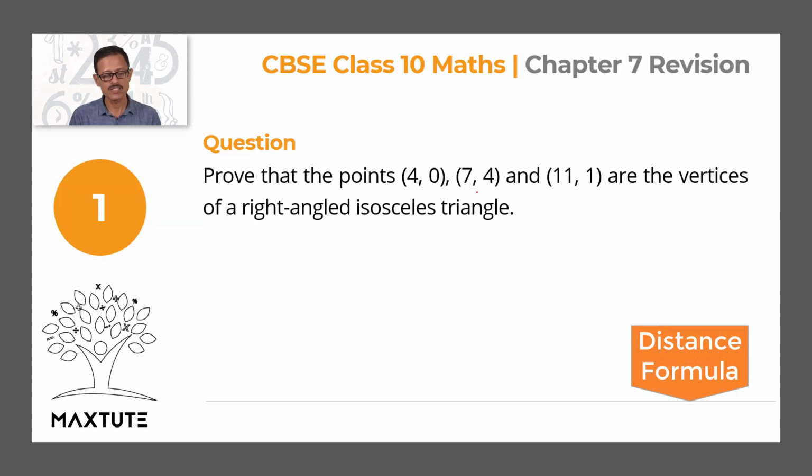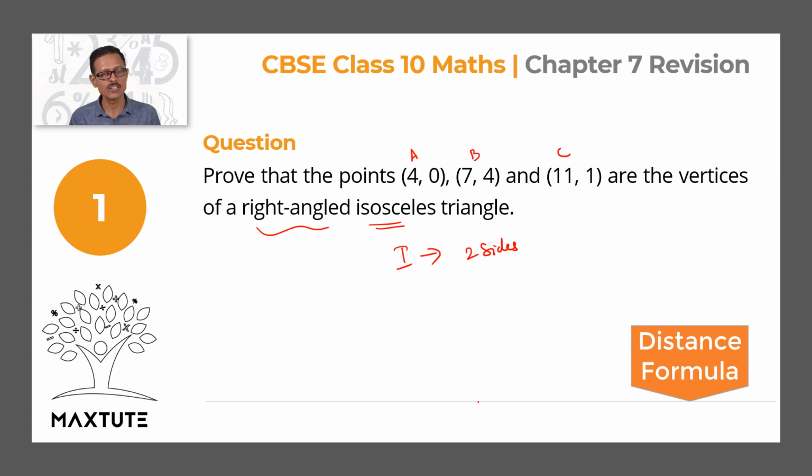Prove that the points 4, 0, 7, 4 and 11, 1 are the vertices of a right-angled isosceles triangle. We'll have to prove that by joining these 3 points, we're going to get a right isosceles triangle. Let's start with the isosceles. What's an isosceles triangle? An isosceles triangle is one in which 2 sides are equal. So we're going to find out, let's say the vertices are A, B and C, the lengths of the 3 sides of the triangle, AB, BC, CA, using the distance formula. And if we find that 2 of those sides are equal, we know we are talking about an isosceles triangle. How do we prove that this is a right triangle?